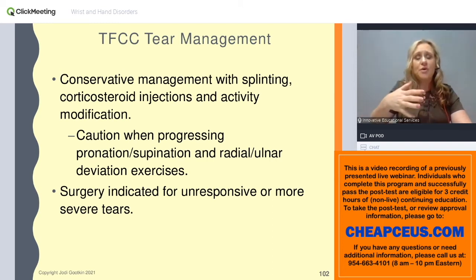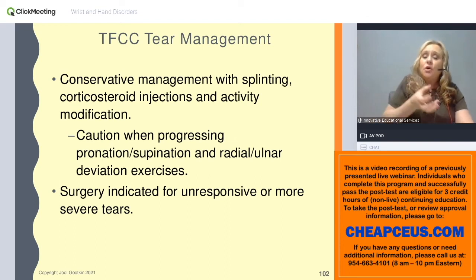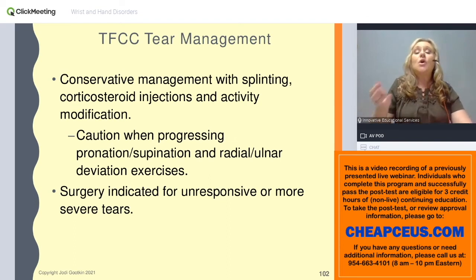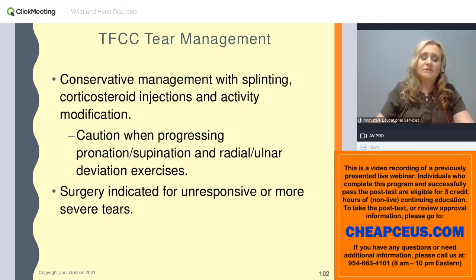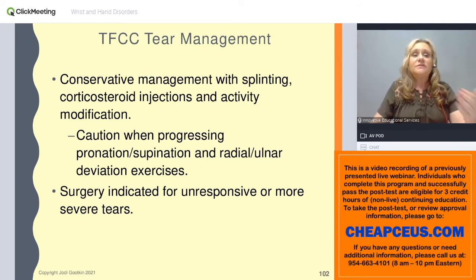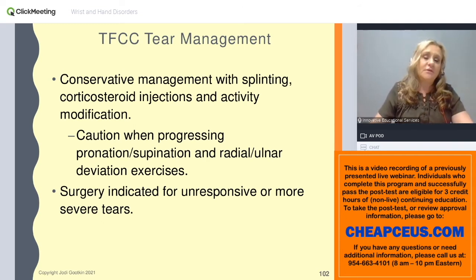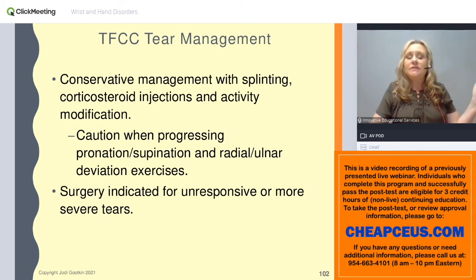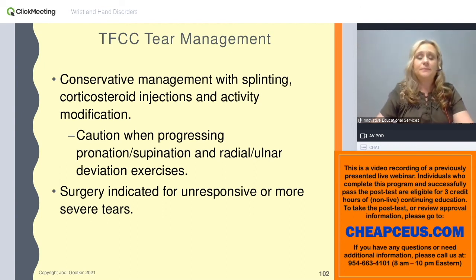And then as you progress, even when you add those other motions in, you're going to hold off on the eccentrics, hold off on closed chain until more healing has occurred for the individual. If the patient is unresponsive, then surgery may be indicated to repair the structures in the area. Generally speaking, the research said that if after 3 months of conservative management there's not an improvement, then surgery may be indicated.